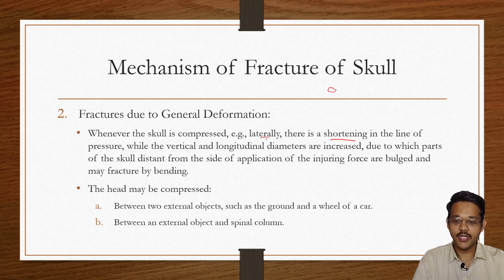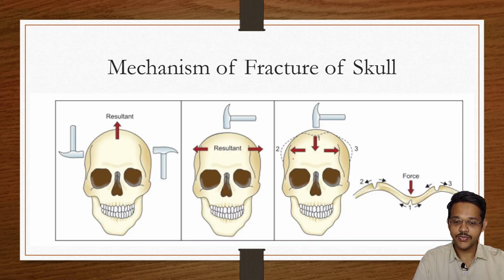There is a shortening in the line of pressure, while the perpendicular diameters are increased, due to which parts of the skull distant from the site of application of the force bulge and may cause fracture by bending. We can see this in the image. In this case, two parts of the skull are compressed, for example, by a road on one side and a vehicle on the other.